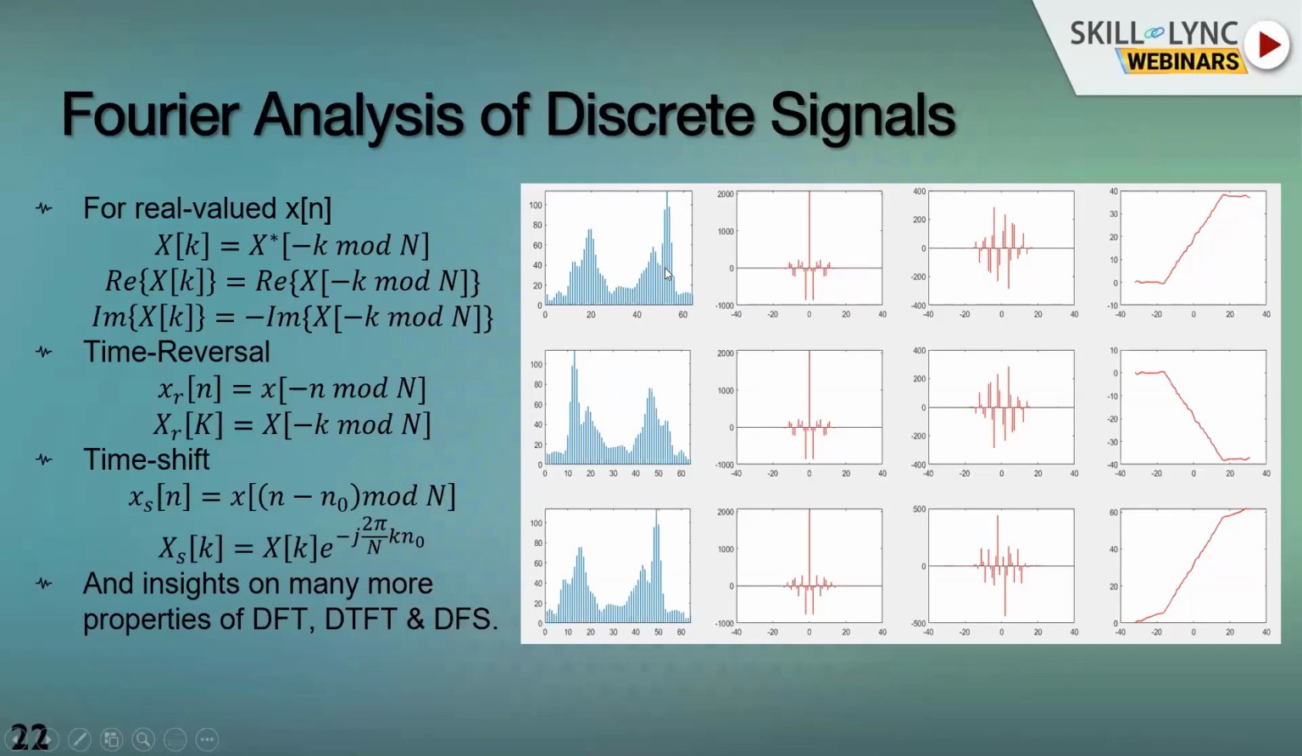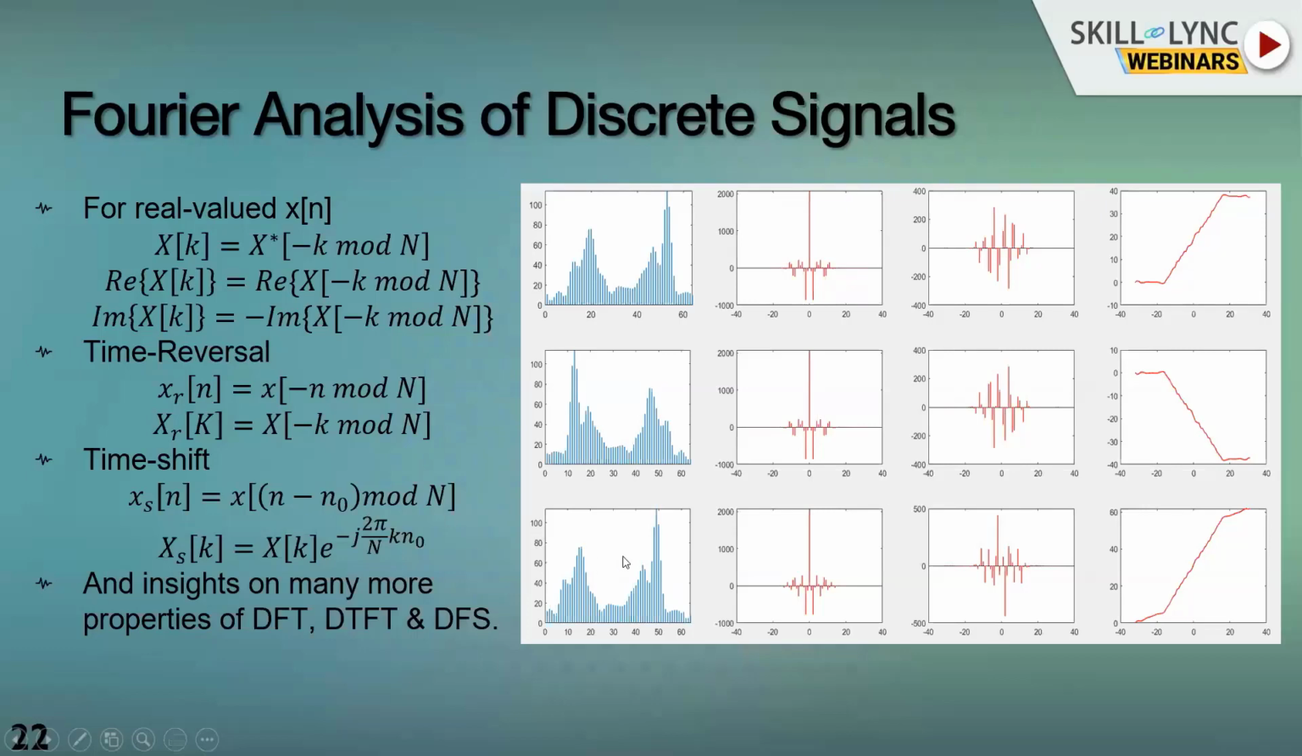Now, if we take the DFT of the time reversed version of the signal, where I've taken the same signal and reversed it in time, we can see that the real part remains the same, but the imaginary part is inverted, and so is the phase. It was having a positive slope here, now it has a negative slope.